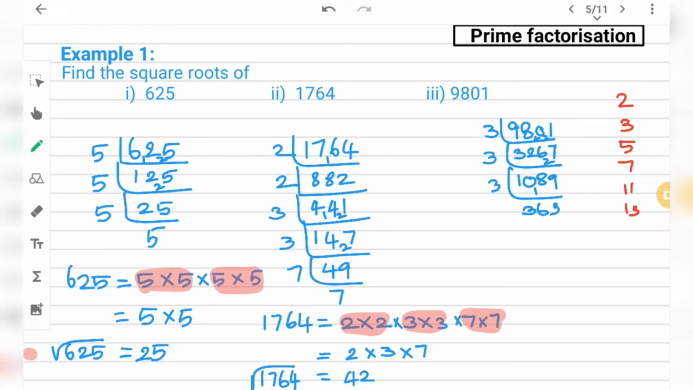Got it? Now, again I'm going to divide it by 3. 3 1's are 3. And in 6, 2 3's are there. Again 1. And now, you can check for the 3. 1 plus 2, 3. 3 plus 1 is 4. So it is not possible for me to divide it by 3.